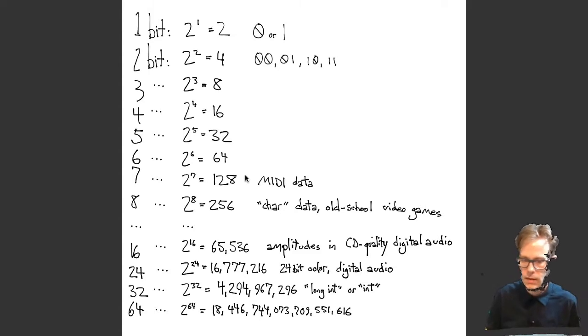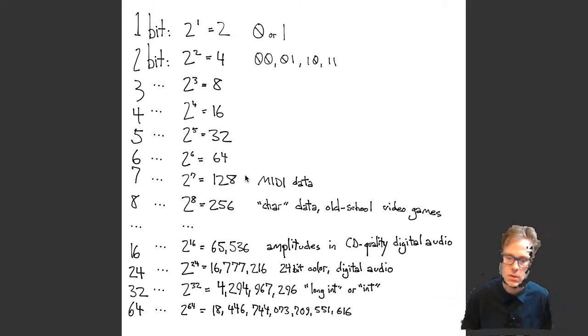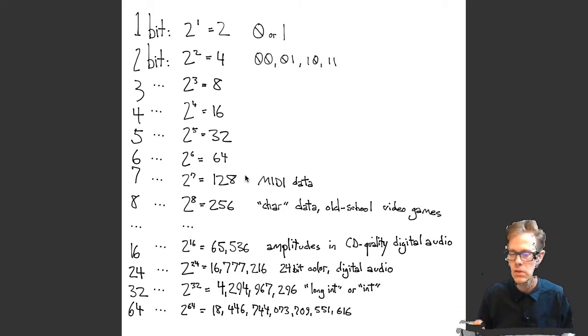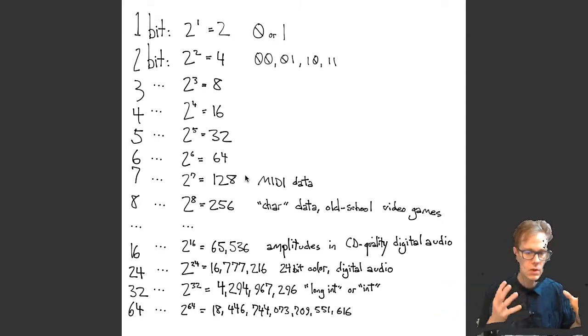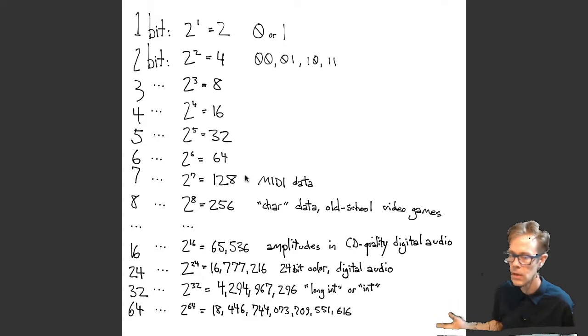8 bits of data gives us 256 possible values in the world of computer science. 8-bit data is frequently called char data because you can use it to represent characters, text characters. So 256 possible values is enough to encode every possible character in the alphabet and numbers and symbols and so forth.